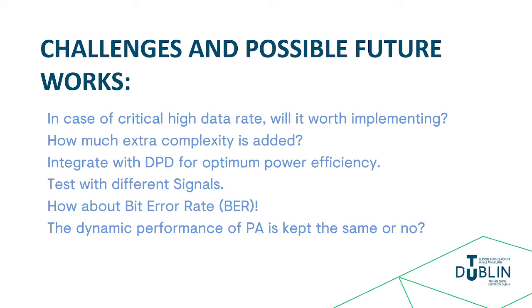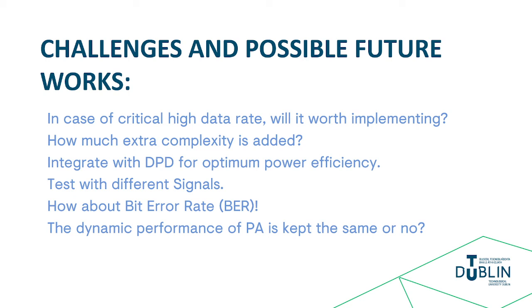Integrating it with digital pre-distortion for optimum power efficiency is also another area that I personally like to explore. Different signals, how do they behave? That is a nice question to ask when it comes to power amplifier applications. The characteristics of the power amplifier itself bring lots of challenges, and when you change the signal, that behavior matters. And bit error rate, my paper probably lacks that, and it's a good idea to look at that in the future.